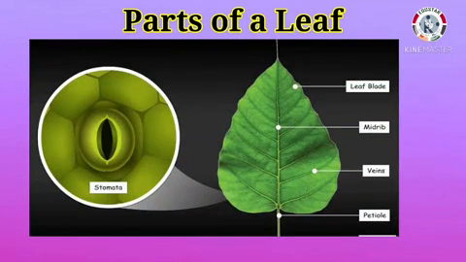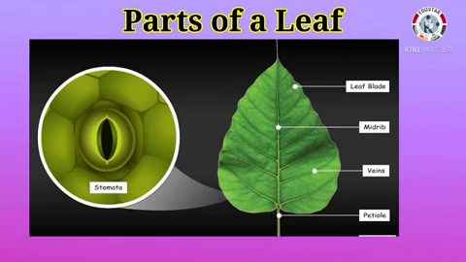The leaf also has some parts. Let us see the parts of a leaf. The flat broad part of the leaf is called the leaf blade or the lamina. There is a central line running from the base to the tip of the leaf. This is the main vein or the midrib. There are a number of side veins coming from the midrib. The midrib and the side veins carry water and food minerals. They also provide support and shape to the leaf.